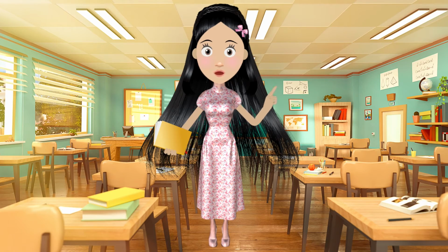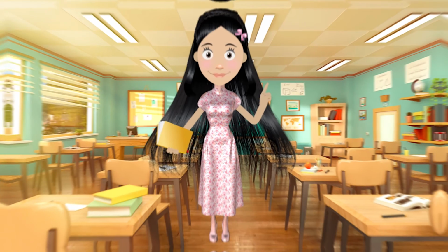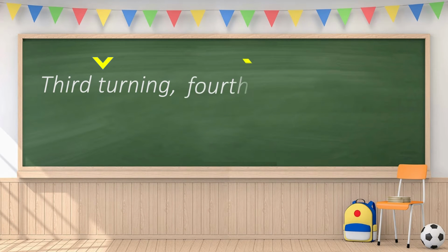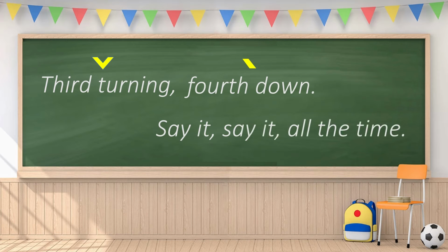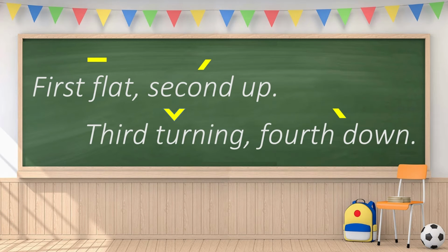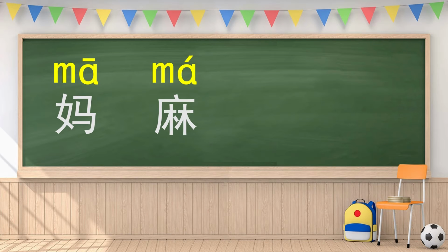Okay, now you know the 4 different tones of Mandarin Chinese and how to pronounce them. Next, we are going to practice pronouncing several pinyin to help you grasp the tones of it. But before that, we wrote a little poem for you guys to remember the 4 different tones easily. And here it goes. 4 tones in a line, first flat, second up, third turning, fourth down, say it all the time. If you think it's too long, just remember the sentence: first flat, second up, third turning, fourth down. Then it is okay. Now let's move to the practice.